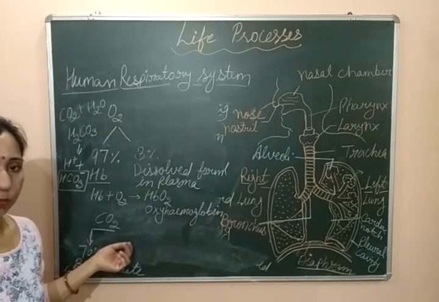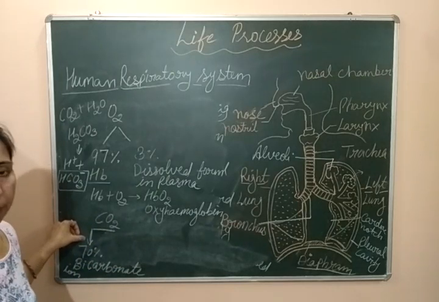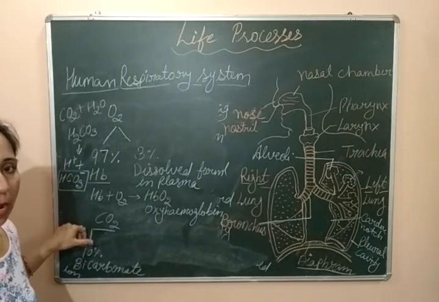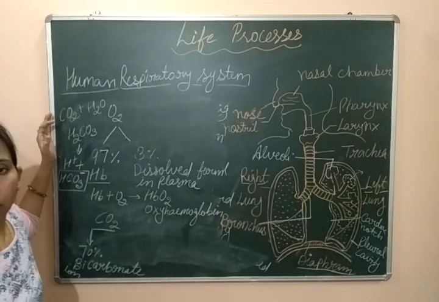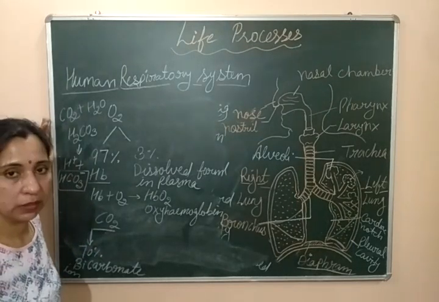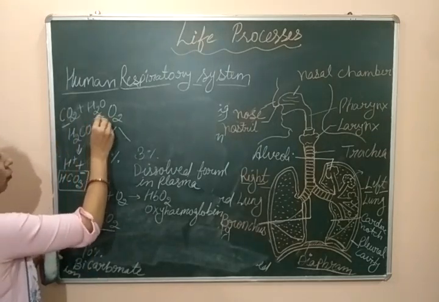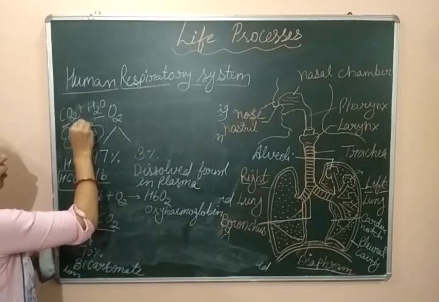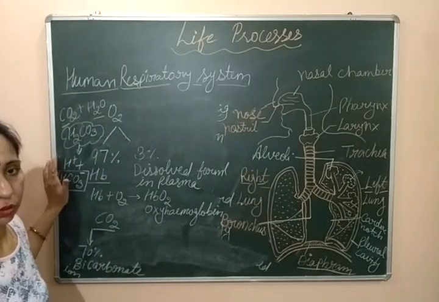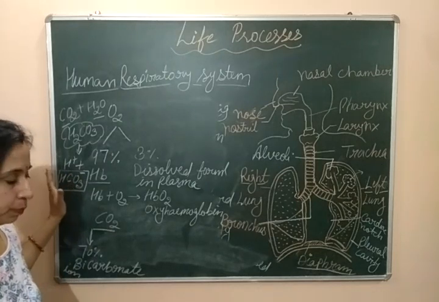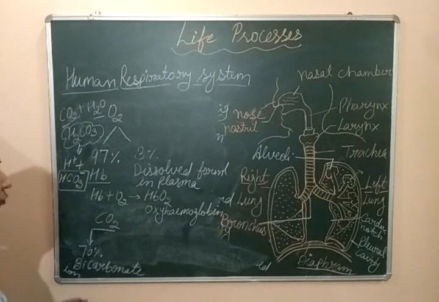We are discussing transportation of carbon dioxide. Up to 70% carbon dioxide is transported in the form of bicarbonate ions. Bicarbonate ions form when carbon dioxide enters our RBCs or erythrocytes. It joins with the water, forming carbonic acid, and this carbonic acid dissociates into hydrogen ion and bicarbonate ion. This is the one way by which carbon dioxide is transported in our body.